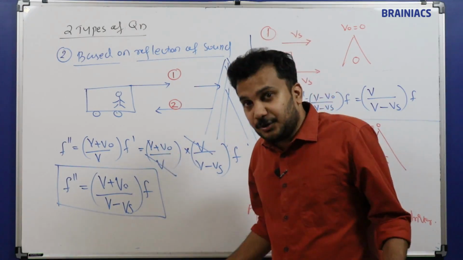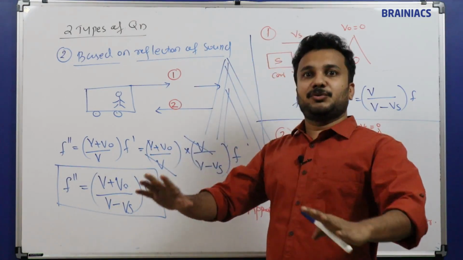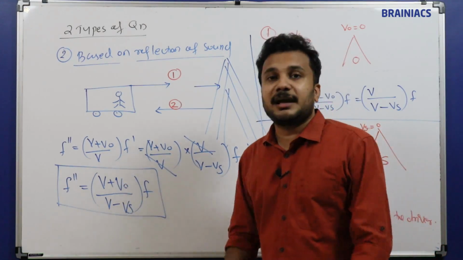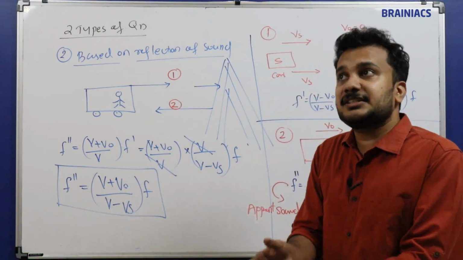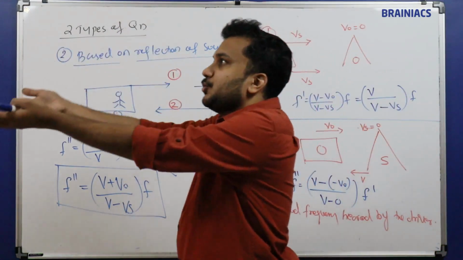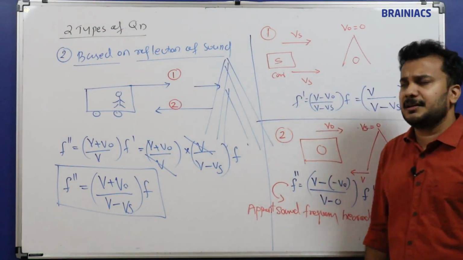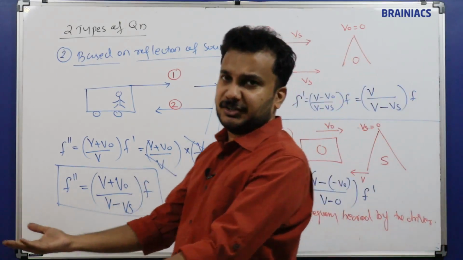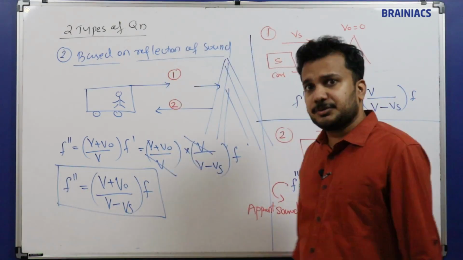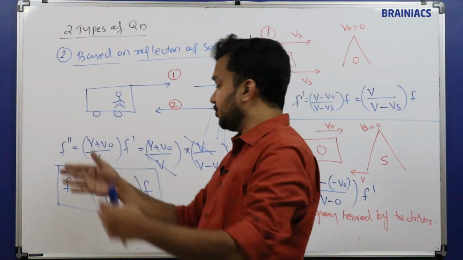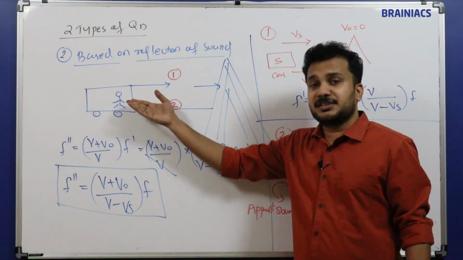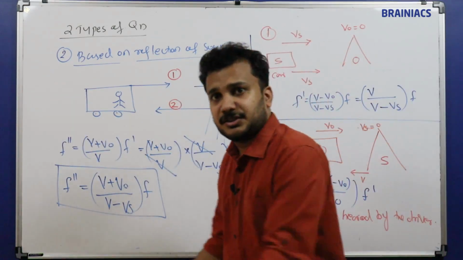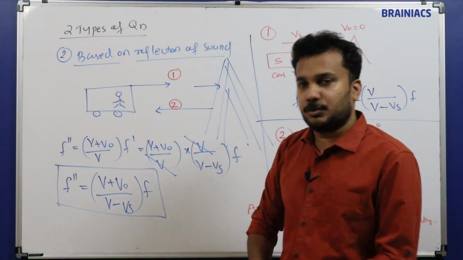So the driver's speed and the car's speed are the same. So in this case V0 and Vs are the same. Who is producing the sound? Ultimately the car is producing the sound, and the car is moving, so the source is moving. The observer is the driver, sitting inside the car, and the car is also moving. So what is the final equation out of this?